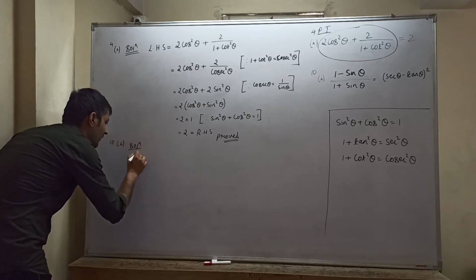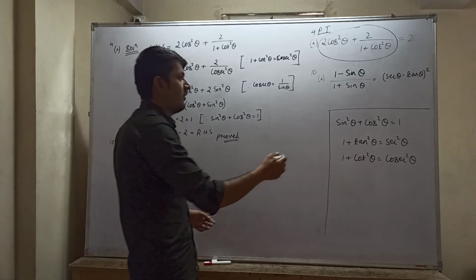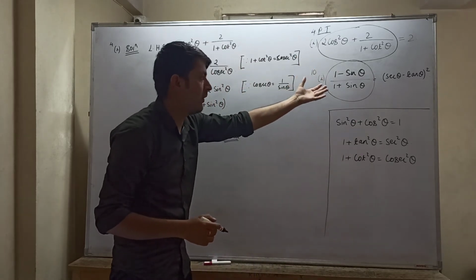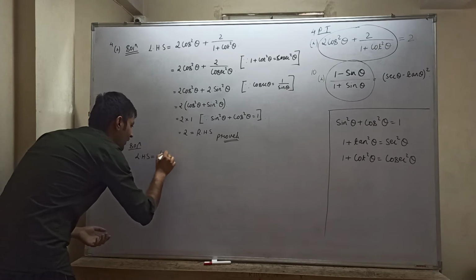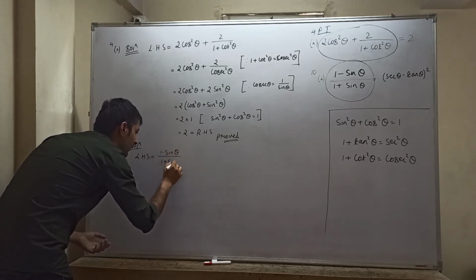Let us see. You start with your LHS. What is your left hand side given? Left hand side is 1 minus sine theta by 1 plus sine theta. So you write it down. 1 minus sine theta by 1 plus sine theta.